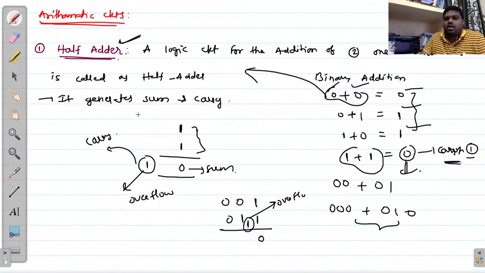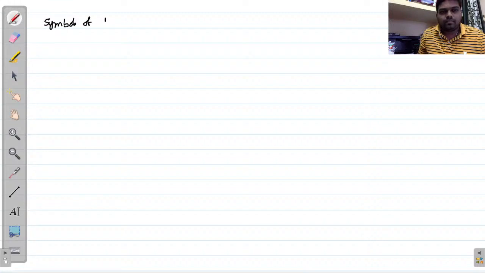So this is about a half adder, which performs one bit addition and which generates sum as well as carry, right. So now, the symbol of half adder, the symbol of half adder, this is the IEEE symbol, right. Okay.